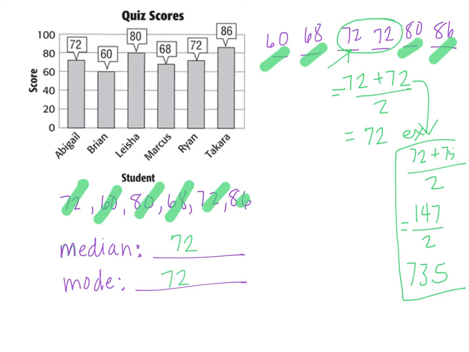If you have no mode, you just write none. Do not write 0 because 0 is a digit. Write none, or you can write no mode if there isn't one. Okay, either one of those works. If there's not one, you don't want to leave it blank. You need to address the fact that they've asked you to find it and you can't find it. There isn't one. So you can either write none or no mode.